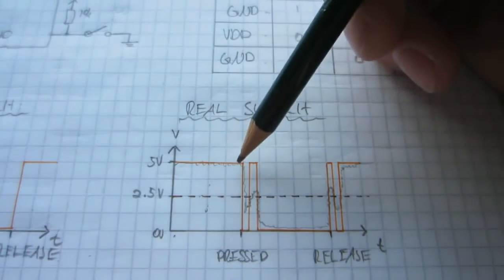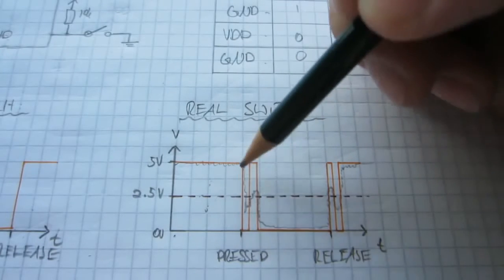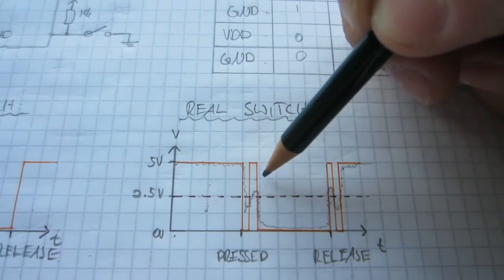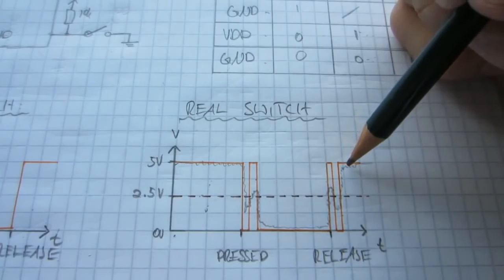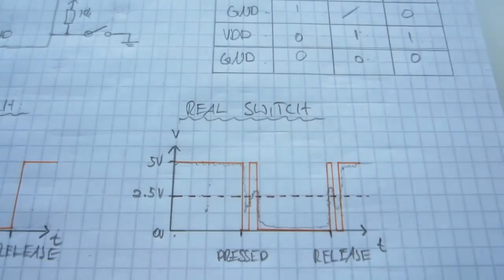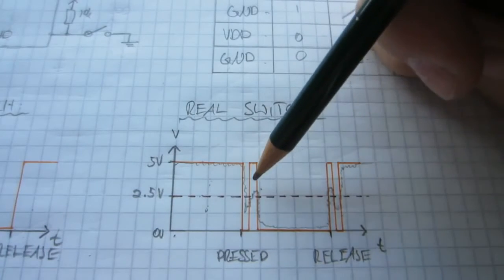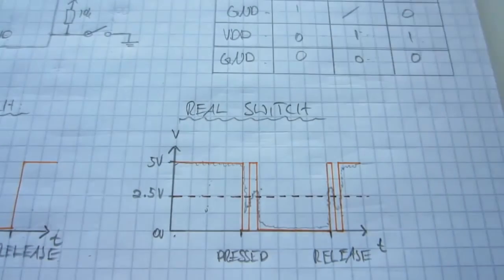Now the microcontroller in this case, if we want to detect the falling edge, then we would actually have 2 falling edges in this case, and we would also have 2 rising edges. So that really is not good, because this would result in an unpredictable amount of button presses. So the microcontroller might think we've pressed the button 4 times, but we actually have only pushed it once.